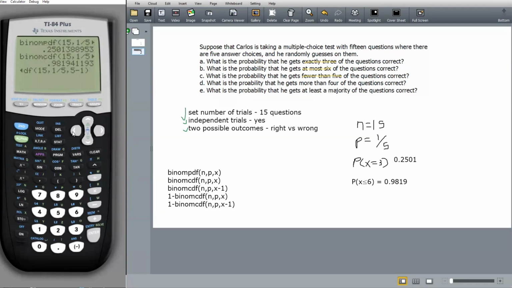I can double check my preview to see that my less than says binomial CDF, 15, comma, 1/5, comma, 5 minus 1. I personally like to put the x minus 1 inside of the x value, but you can also just subtract it. I could have put 4 here if I wanted. My probability that he gets fewer than 5 correct is 0.8358.